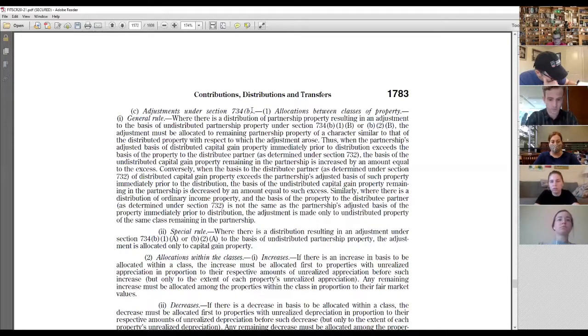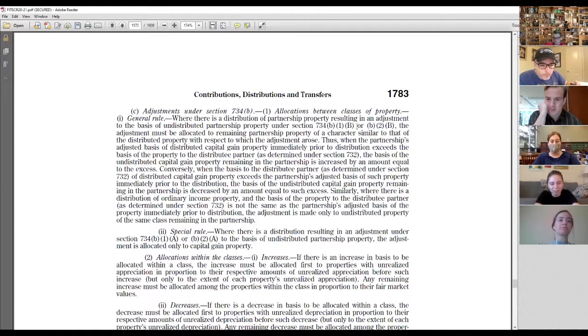By the way, this reg also tells you how to allocate adjustments under 743(b), but we didn't really get into the nitty-gritty details of that. You can kind of intuit what the right answer is, which is what we've done when we did the special basis adjustments. It's a little bit unclear without these regs how you would make these basis adjustments under 734(b). So it tells us. It says where there is a distribution of partnership property resulting in an adjustment to the basis of undistributed property under 734(b)(1)(B), that's where we distributed property and the 732(a)(2) cap came into play.